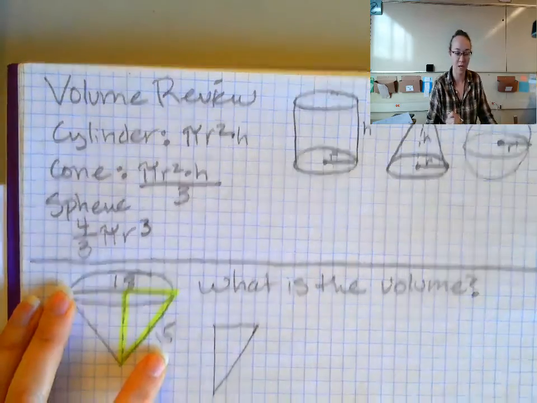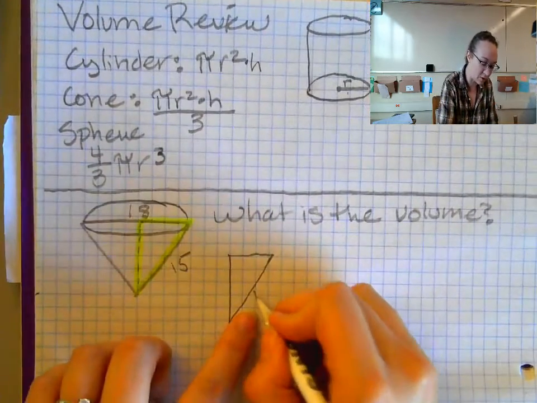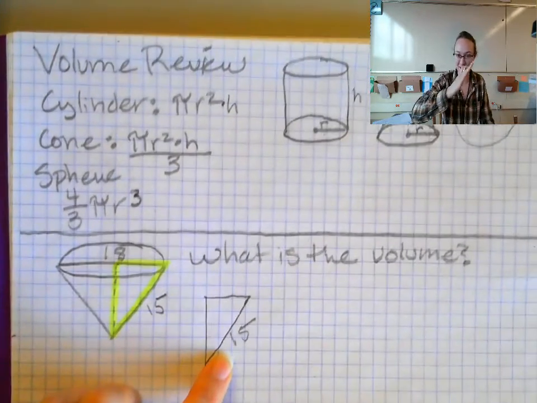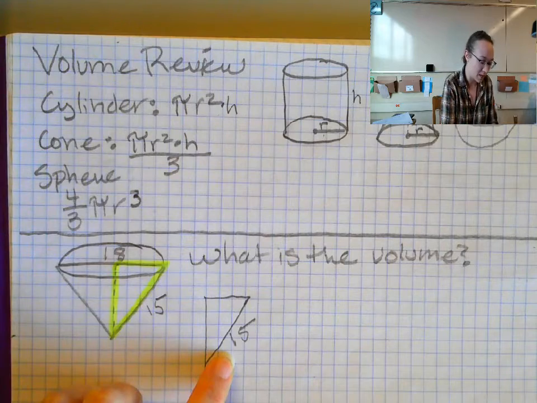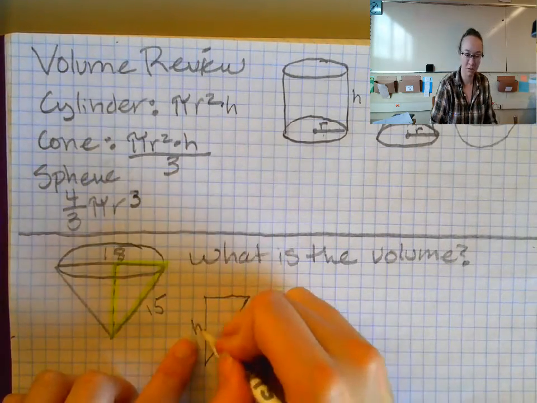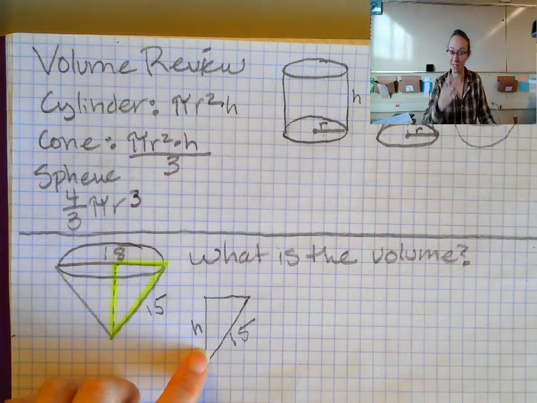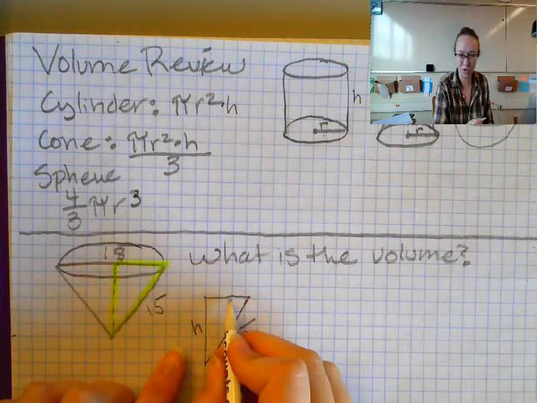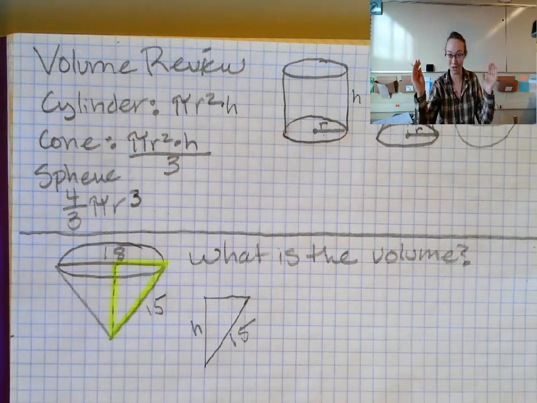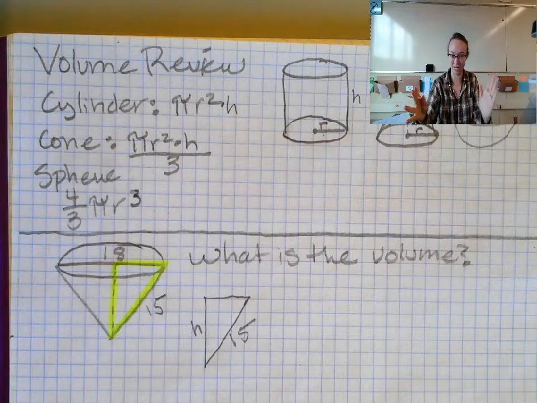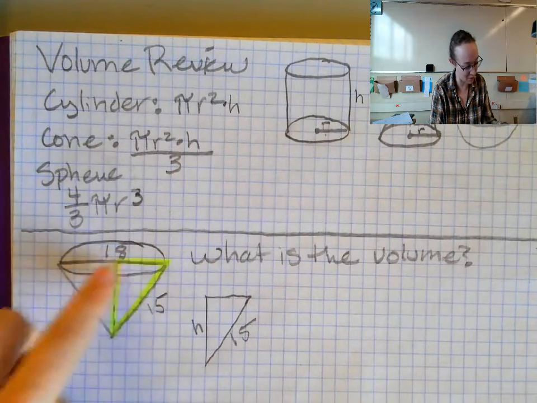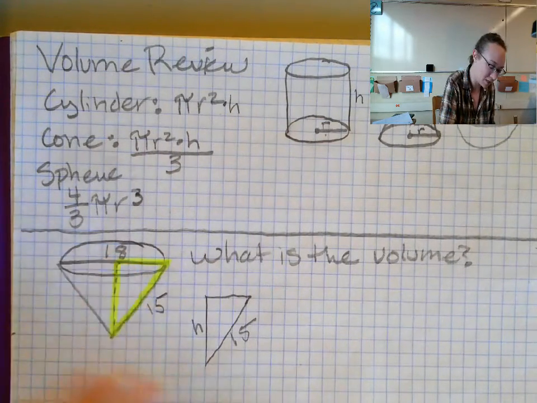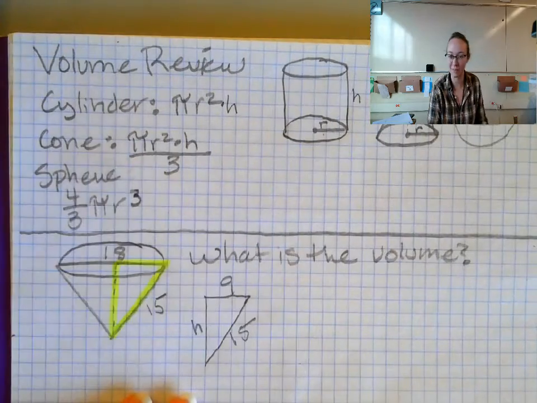Okay? And I know that the hypotenuse of that triangle is 15, because that's the slant height of the cone. And I'm looking for this length right here. I'll call that h, because that's the height of my cone. And then this length right here, they don't directly give it to me, but they give me the diameter. And half of the diameter is the radius. And the radius is going to be that length right there. So that's going to be 9, because 18 divided by 2 is 9.